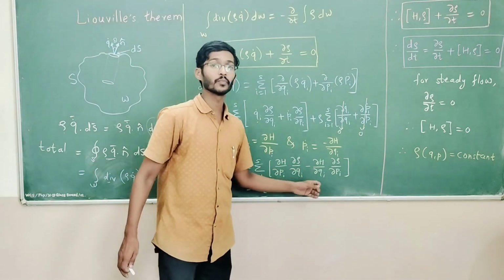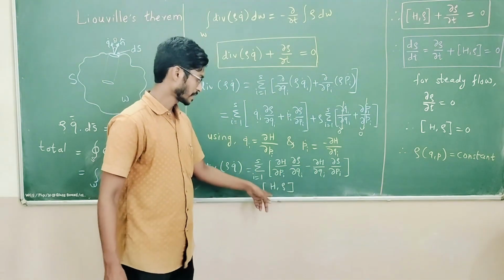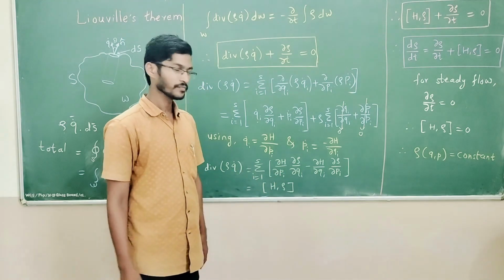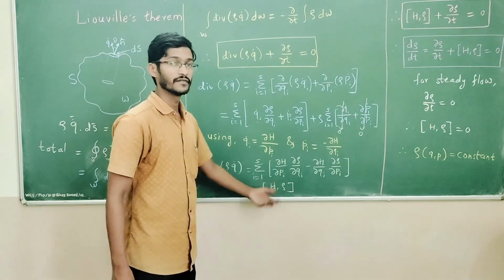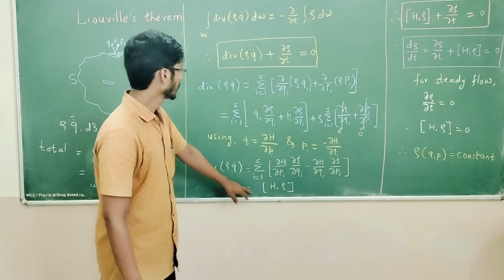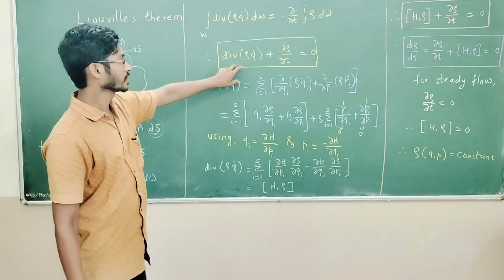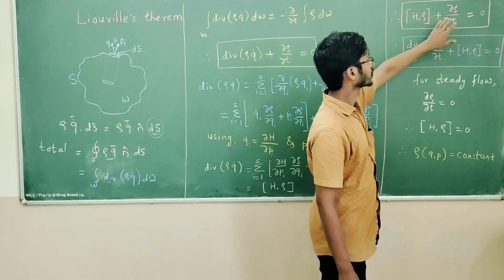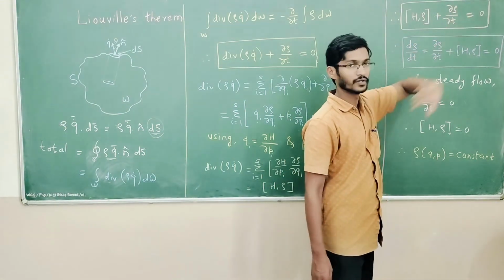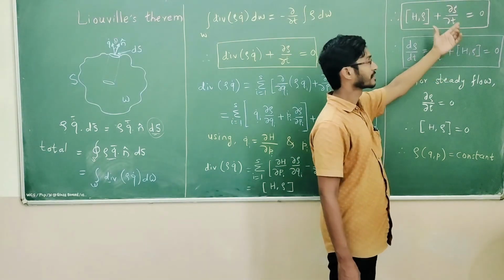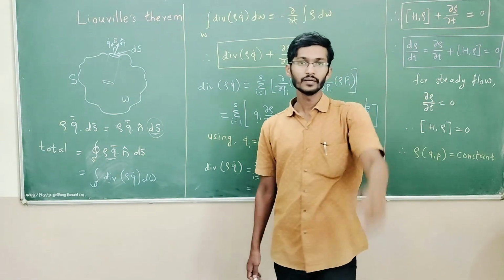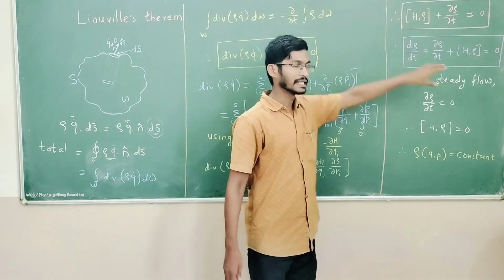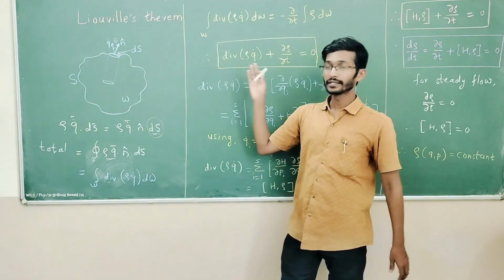So this is nothing but the Poisson bracket. In the Poisson bracket we write the first one as the Hamiltonian, and the second term as the distribution function, the phase density. So if you put this in this equation, we will get this Poisson bracket plus del rho by del t is equal to 0. And further, this is nothing but the total change in the distribution function over time. So this is the total derivative, and this is called Liouville's theorem.